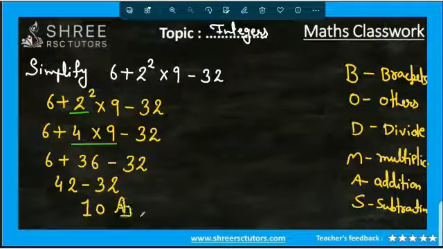So this is how you can simplify any question or any expression with the help of the BODMAS rule. Remember, we always do brackets first. If there are any brackets, we do them, then the others. In the category of others, there are squares and square roots, then divide, multiplication, addition, and subtraction. We have to follow this structure and then we can get the right answer.